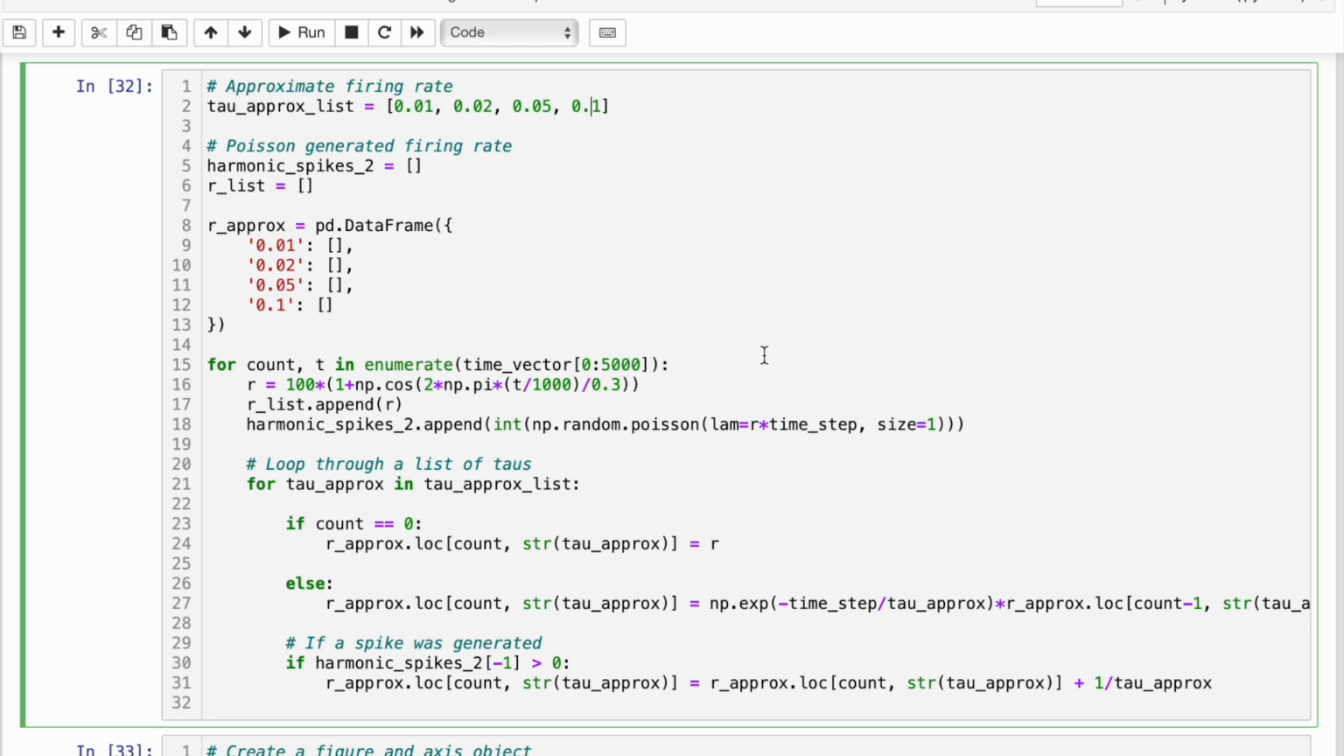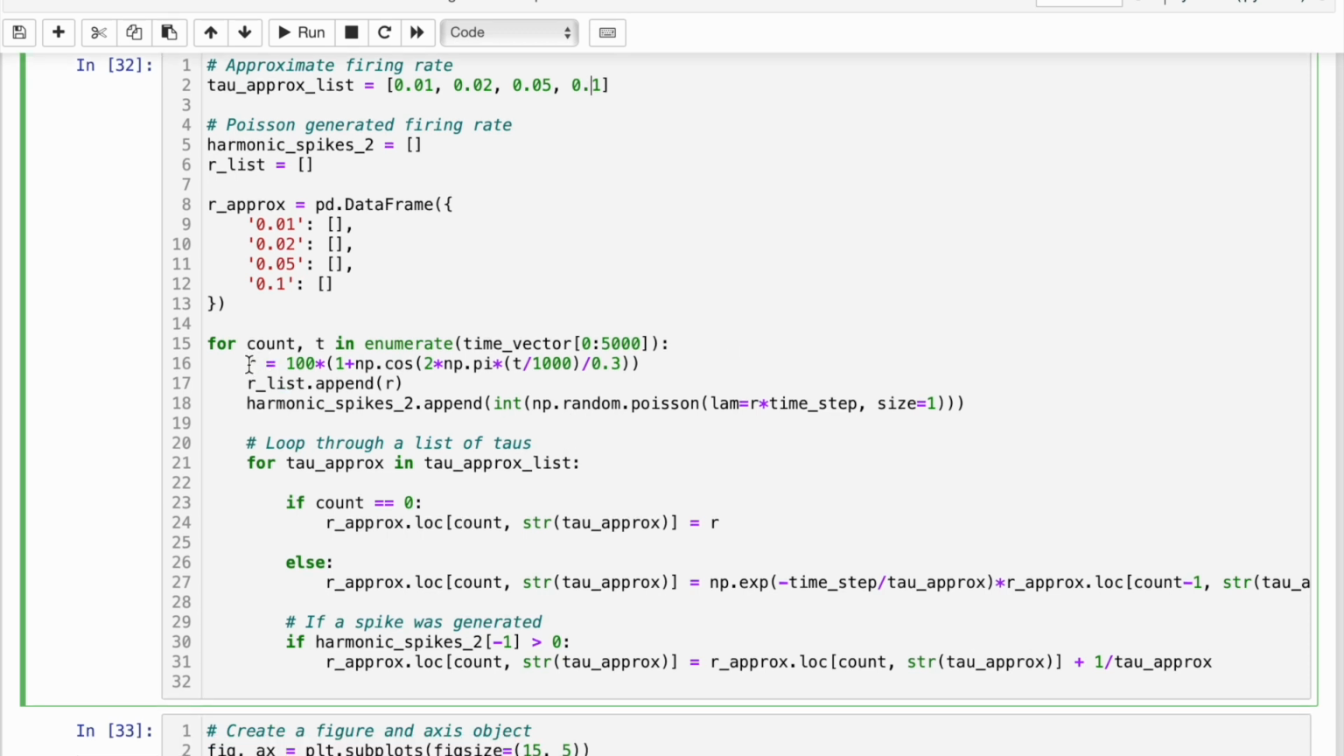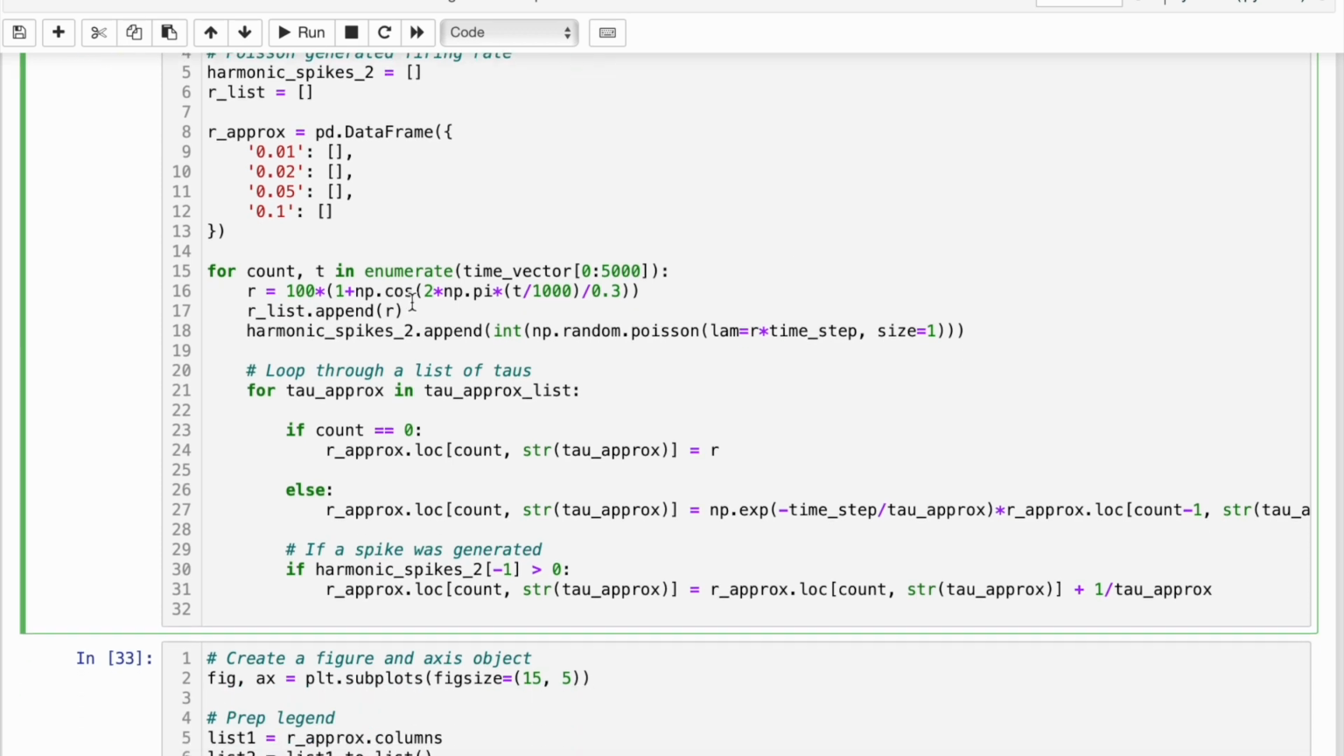So I have a single for loop here, which actually incorporates the true firing rate generated from the Poisson generator using the harmonic function with a period of 300 milliseconds. Now, I do that in one for loop because I think it's just a little bit more efficient, and in the different for loop here, I loop through the different taus and I generate the different r approx values.